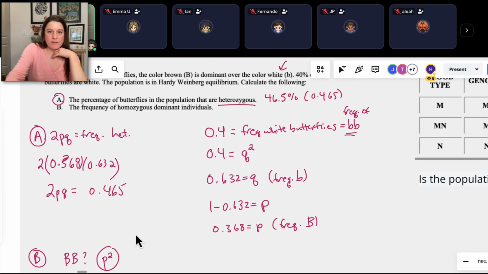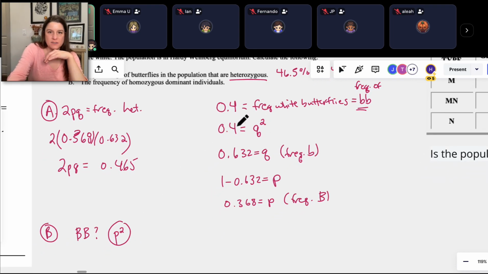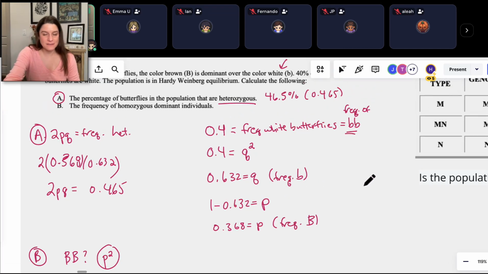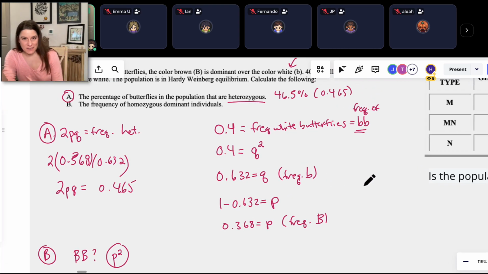They've given us this 0.4, which we've already figured out is Q squared. Oh, we've already solved for P. I guess that makes it easy in this case. If we were starting from not having P, we'd have to think about it a little differently. Actually, I do want to do that here. You do the same thing in this case, right? Q squared is what they've given you.